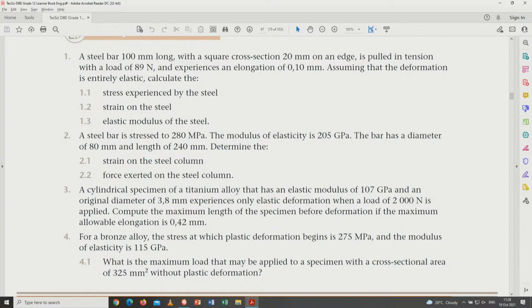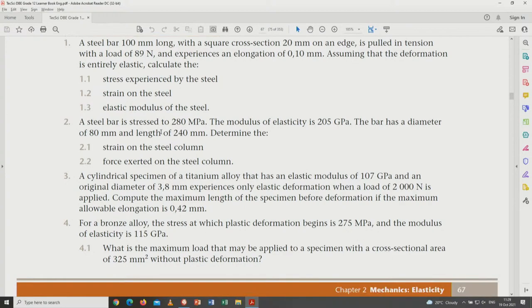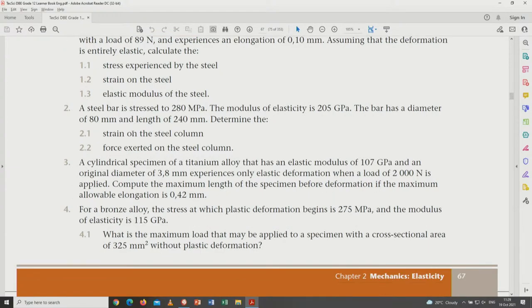It says a steel bar is 100 millimeters long with a square cross section of 20 millimeters. I'm trying to look at it, it looks like I didn't do this one. Let me look at activity 2.2, but we look at question 2. That's the one that I think I looked at.